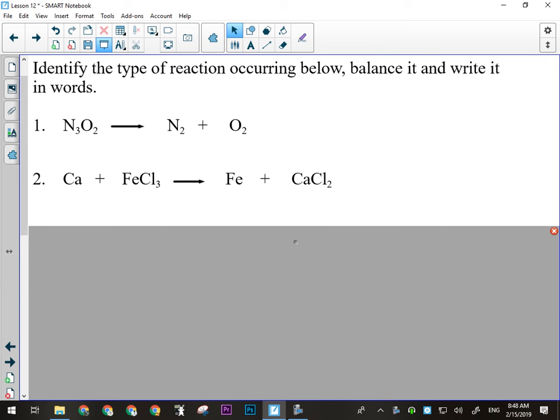Okay, so quick review from the other day. The 5 reaction types that we went over were synthesis, simple decomposition, combustion, single replacement, double replacement. Those were the 5 that were in our notes from the other day.